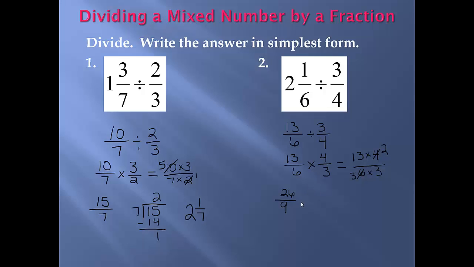We need to convert this into a mixed number, so we will divide. 26 divided by 9. 9 goes into 26 2 times, and 2 times 9 is 18. Now we need to subtract. We cannot subtract 6 minus 8, so we will need to borrow from the 2. 2 becomes a 1, and now the 6 becomes a 16. 16 minus 8 is 8, and 1 minus 1 is 0. So our answer would be 2 8/9.